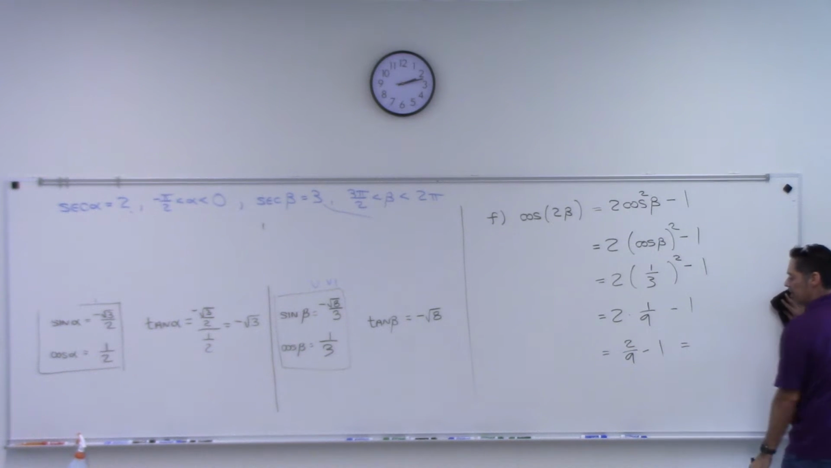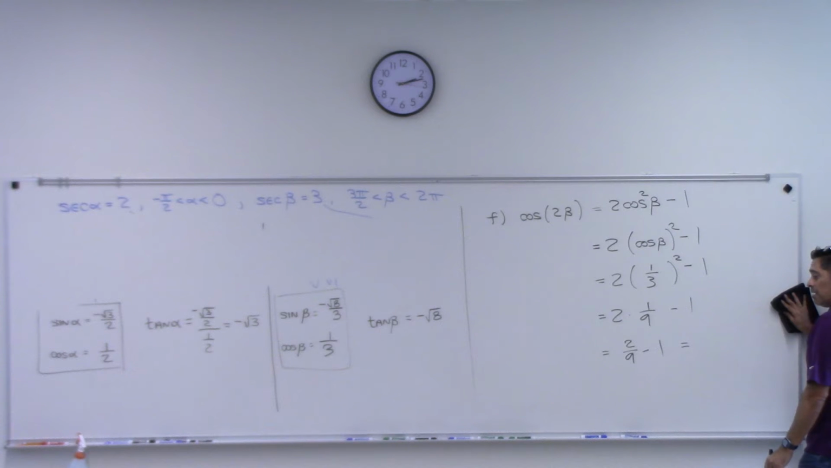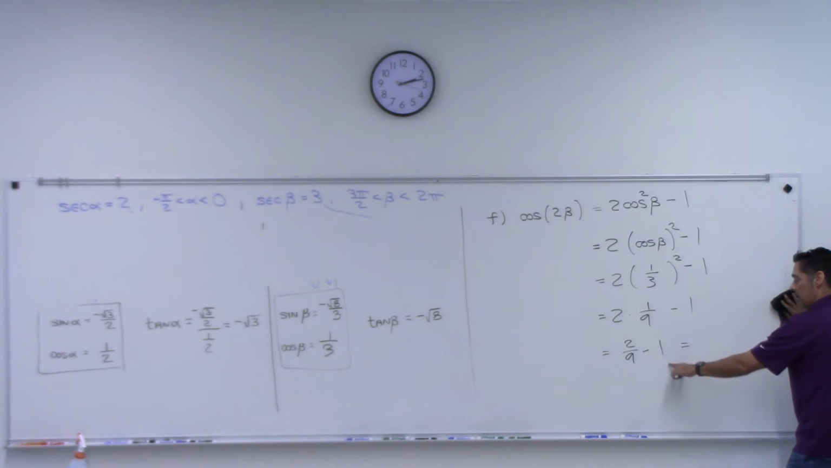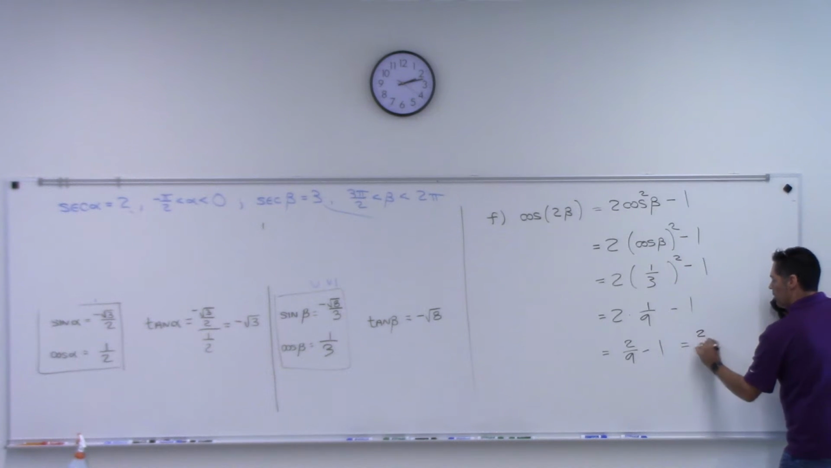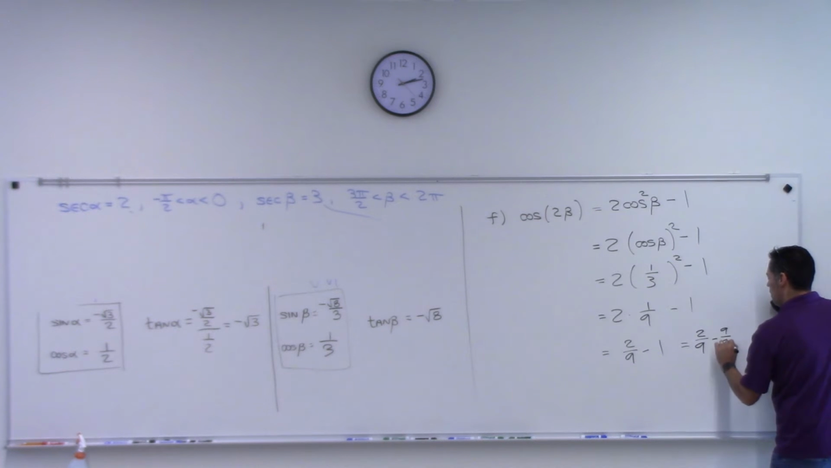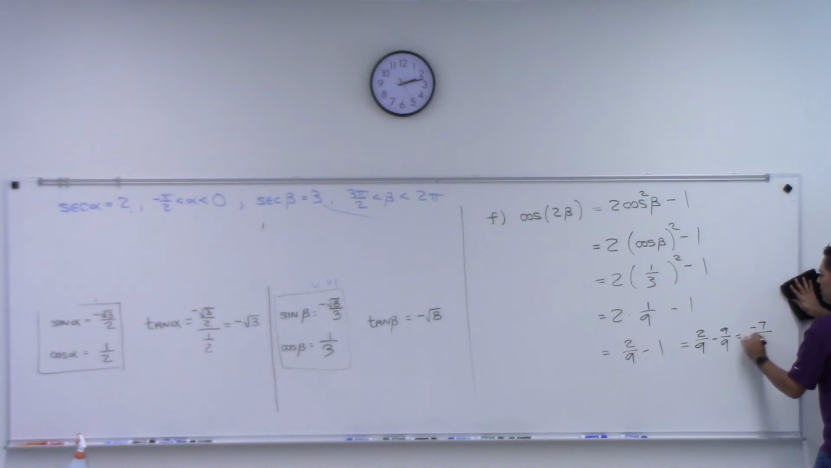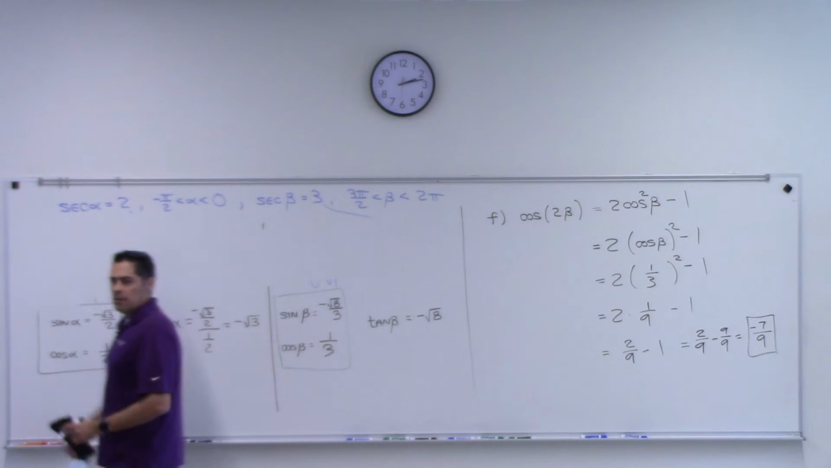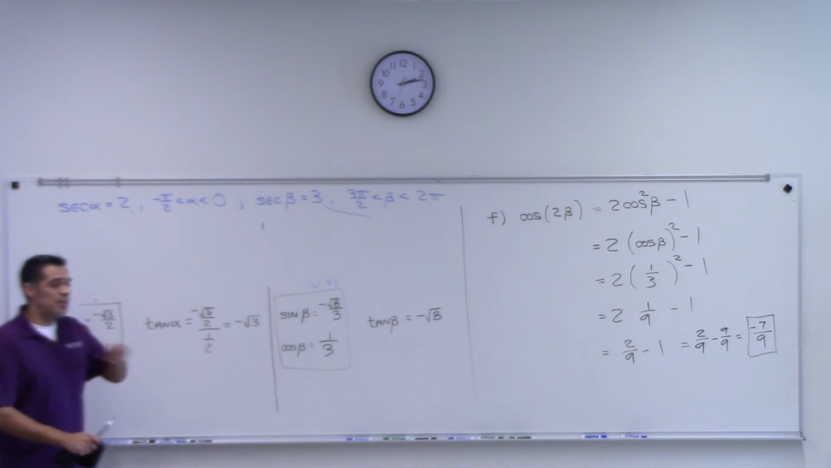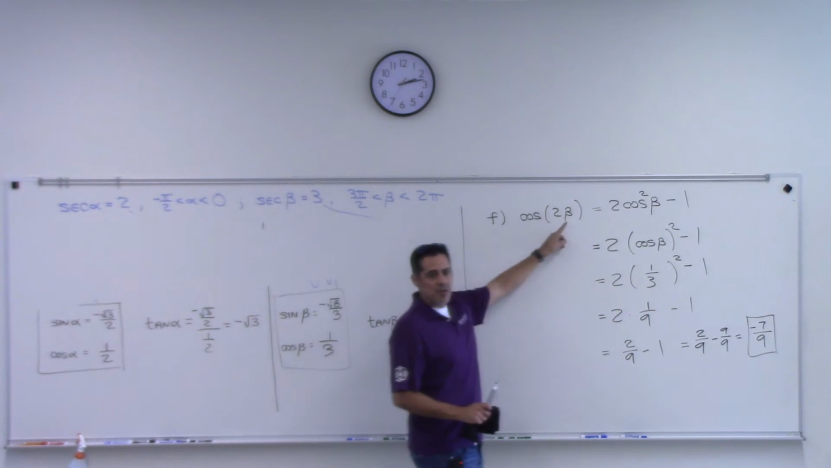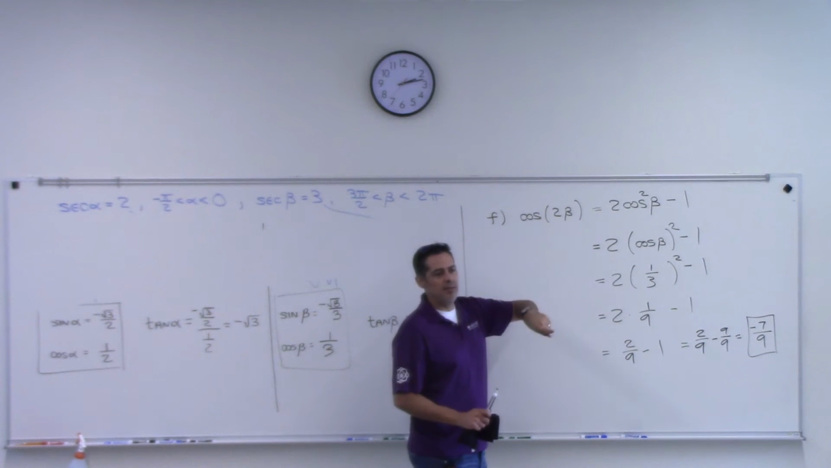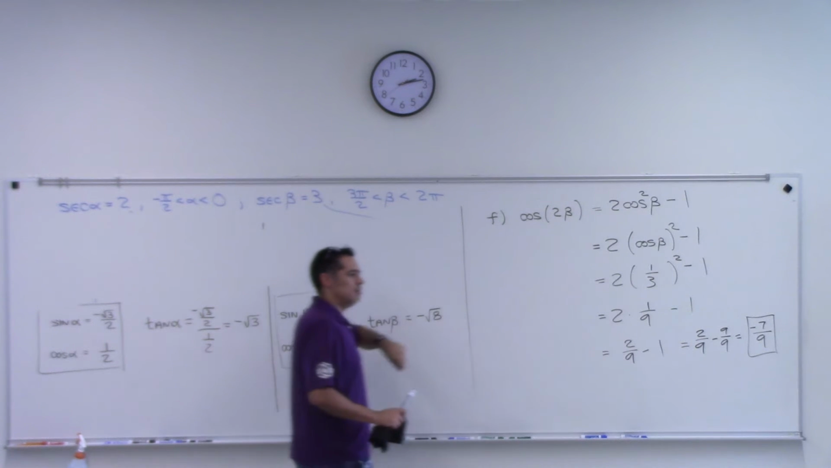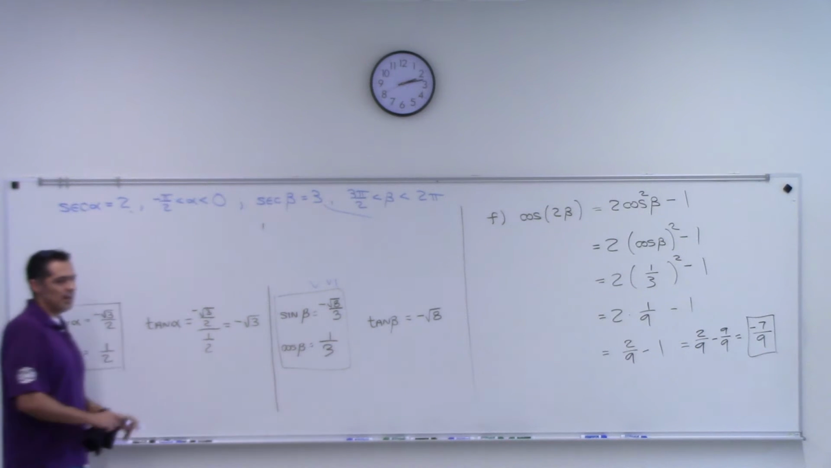And that gives me a common denominator, 9/9. 2/9 minus 9/9 is negative 7/9. Hey, I got a negative answer. I got a negative answer because I'm looking at twice what beta was, so I'm in a different quadrant now. My x-coordinate is negative, I can tell you that right now.